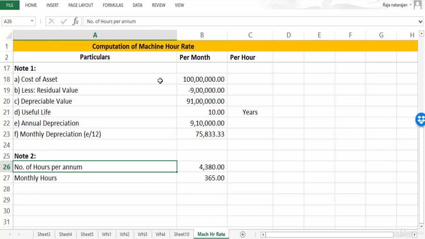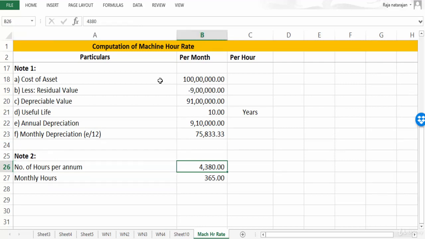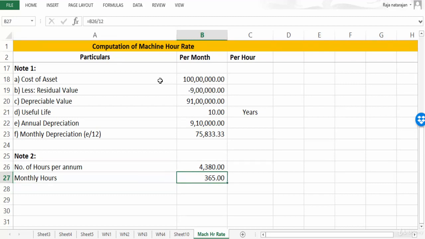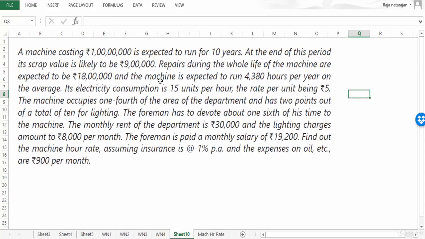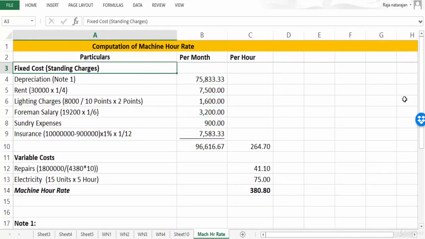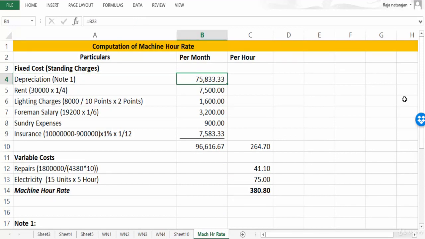And we also know by reading the question that this machine will work for 4,380 hours in a year per annum, and if you divide it by 12, you get monthly hours. Fine. So now let's get into the calculation. Here we have, first, let's find out the fixed cost, standing charges. Depreciation, what we have calculated now per month is 75,833.33.